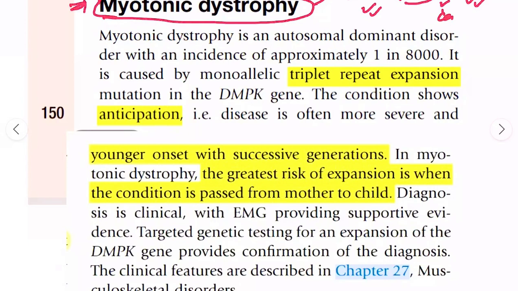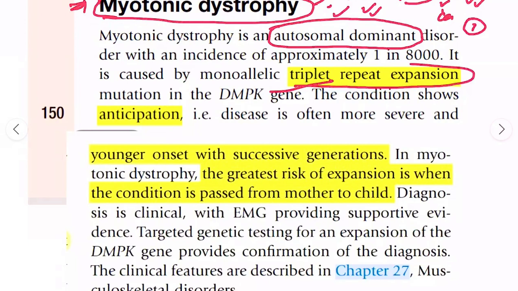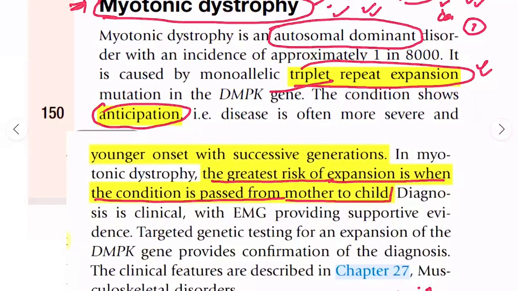They will ask you, is this a case of autosomal dominant or recessive disorder? Is this X-linked recessive, X-linked dominant? This is autosomal dominant. 1 point for your question. That is by the triple repeat expansion. CTG repeat is present. Many diseases are known to show anticipation. They may give you a question: is this a case of genetic anticipation or not? The greatest risk of the expansion is when the condition is passed from mother to the child. This is 1 point. This is your exam question.